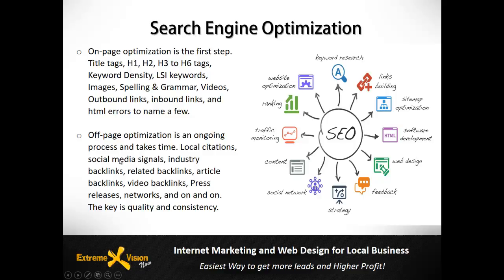Now, off page are the things that pretty much everybody's heard about when they say backlinks. They think, oh, okay, I need backlinks for my website. Well, that's great. That is true. But there are many different types of backlinks and many different qualities of backlinks. So you have things like local citations or local directory sites. You have social media signals. You have industry backlinks, related backlinks, article backlinks, video backlinks, press releases, and the list just keeps going on and on.